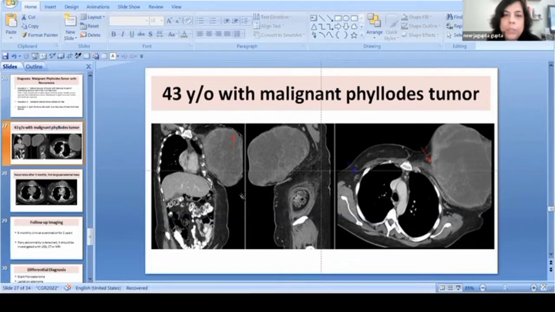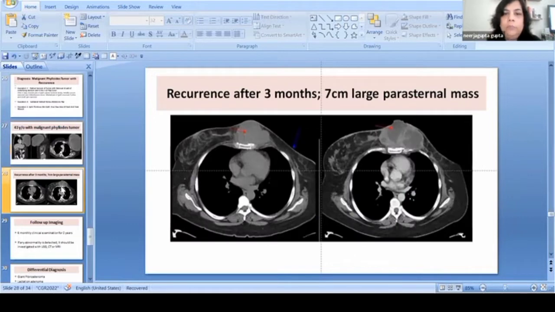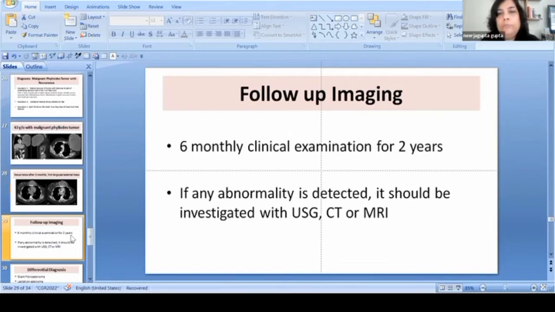So this lady was operated with a mastectomy and shaving of the pectoralis muscle, but unfortunately within 3 months there was a recurrence and we had a parasternal mass, and then she was put on chemotherapy, and after chemotherapy you see that still the mass is growing even though there is necrosis within the mass, which is seen as cystic areas. This brings us to the topic of follow-up imaging.